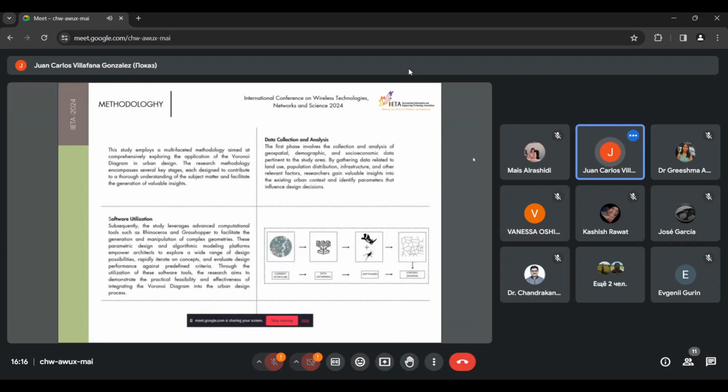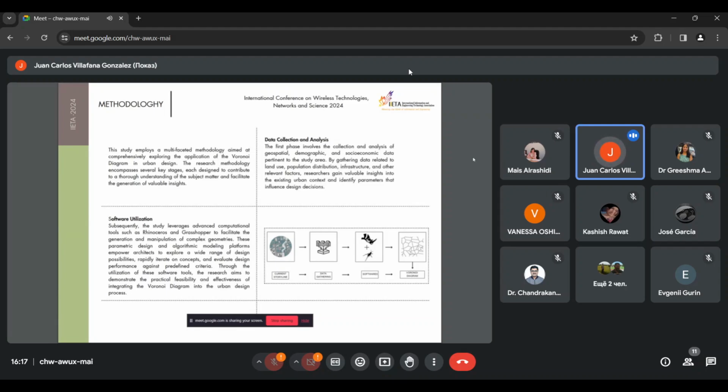Methodology. This study employs a multi-phase methodology aimed at exploring the application of Voronoi diagrams in urban design. Each phase contributes to a thorough understanding of the subject matter and facilitates the generation of valuable insights. For data collection and analysis, the first phase involves the collection and analysis of geospatial, demographic, and socioeconomic data pertaining to the study area. By gathering data related to land use, population distribution, infrastructure, and other relevant factors, researchers gain valuable insight into the existing urban context and identify parameters that influence design decisions.